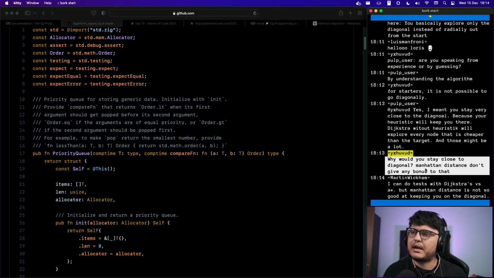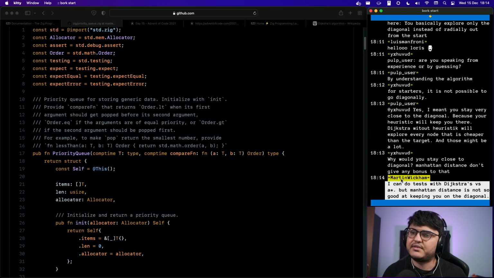Why would you say close to the diagonal? Manhattan distance doesn't give any bonus to that. I think the Manhattan distance is worse for points far away from the diagonal. I'm not sure. I can do tests with Dijkstra versus A-star, but the Manhattan distance is not so good at keeping you on the diagonal.